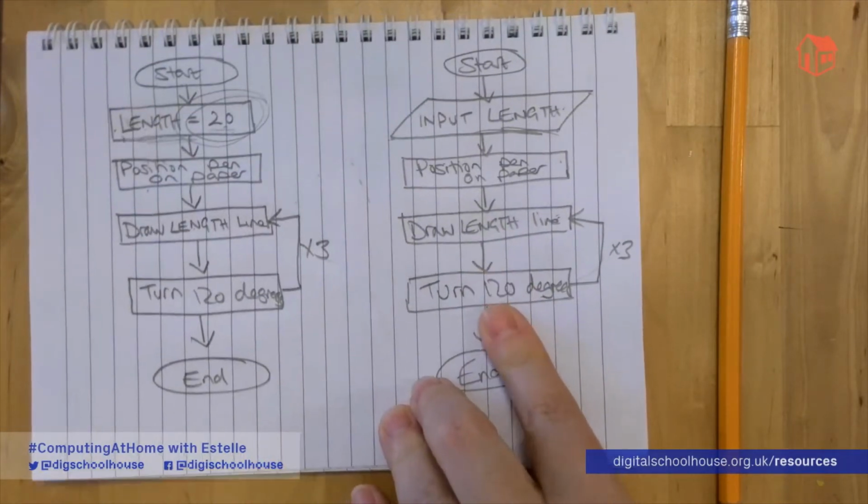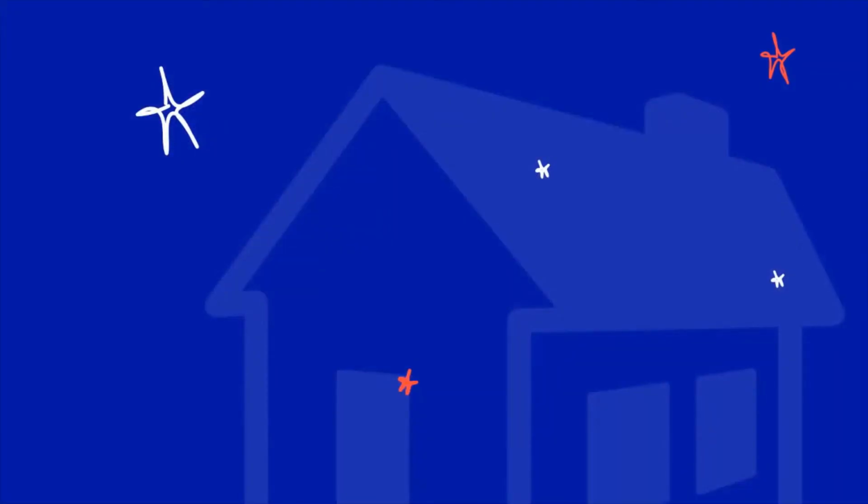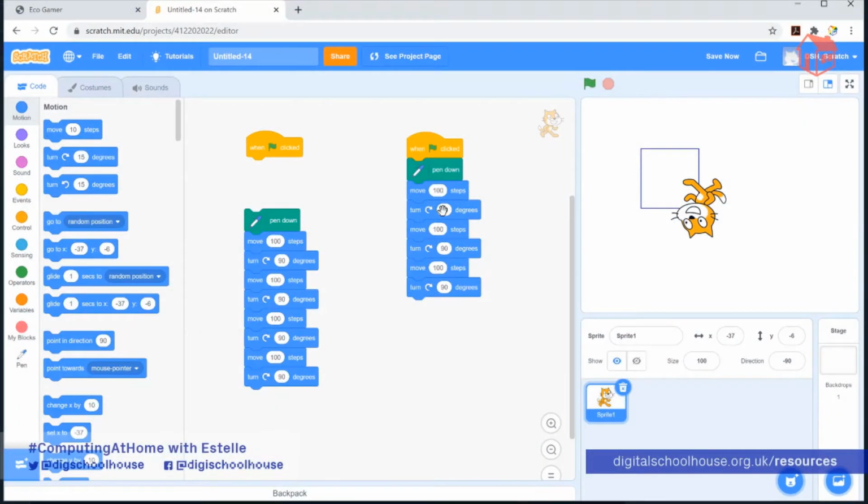Turn 120 degrees. That's what we used previously. So let's see if that will work in our program. Hopping back across, we're going to try changing the number of degrees from 90 to 120. Let's pop those in there. So all of the turns are going to change to 120 degrees. Okay, and then we're going to run our code. So we're going to press the green flag and see what happens.